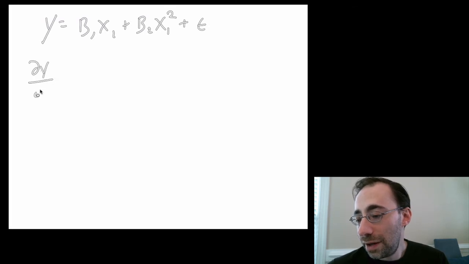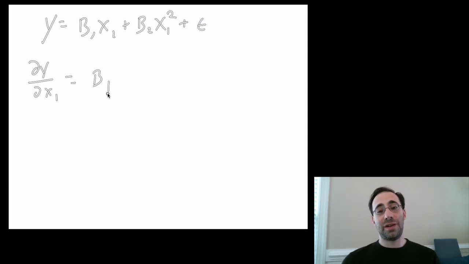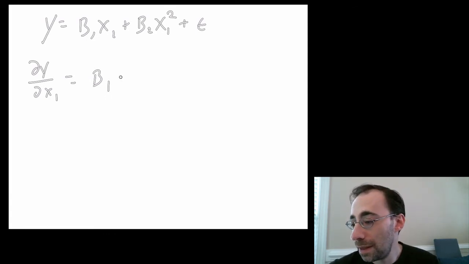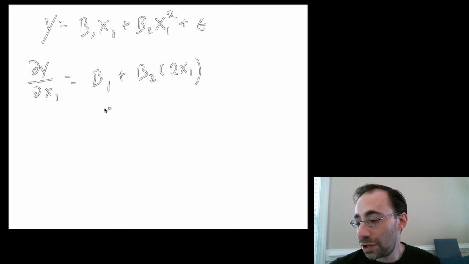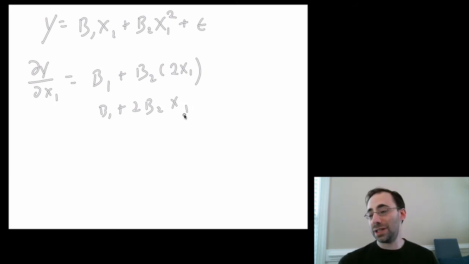What's the partial derivative here? Well, the first term is as before. The second term now is the derivative of x1 squared, which is 2x1. So we have beta 2 times 2x1, meaning that the actual marginal effect is beta 1 plus 2 beta 2 x1. And again, the marginal effect is actually increasing in the value of x1 if beta 2 is positive, or decreasing in the value of x1 if beta 2 is negative. So you can get more complicated effects by using nonlinear models here.